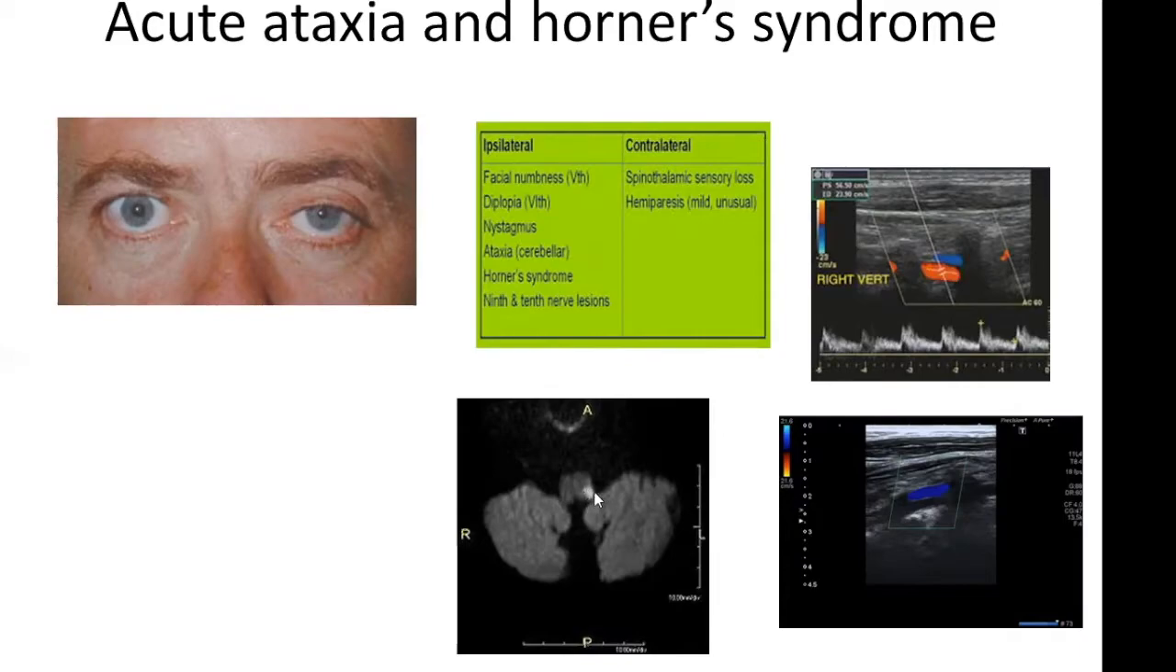This is on diffusion weighted imaging. This is restricted diffusion in keeping with an acute stroke, and they have a host of neurological symptoms and signs. Equally, acute Horner's, it could be a dissection of the carotid, the sympathetic supplies in the carotid sheath. If it's stretched, you can get a Horner's.